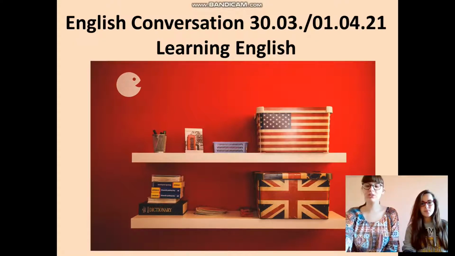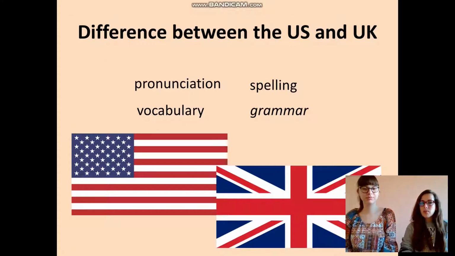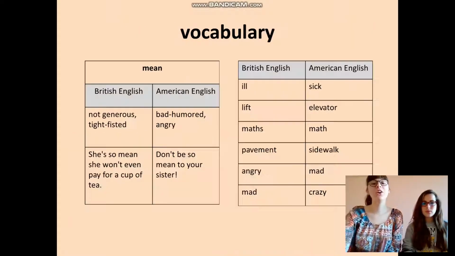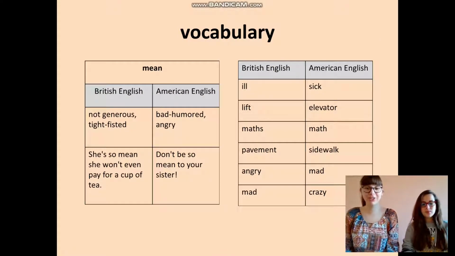The three major differences between both are the pronunciation, the spelling, and the vocabulary, and there are also some grammar differences, but this is a minor difference. The grammar is mostly the same, just some little things. Okay, so I'm going to start with the vocabulary.